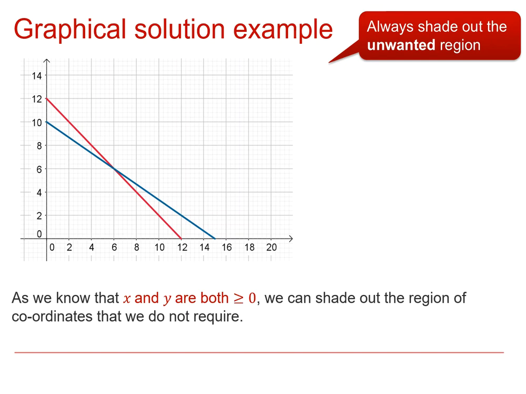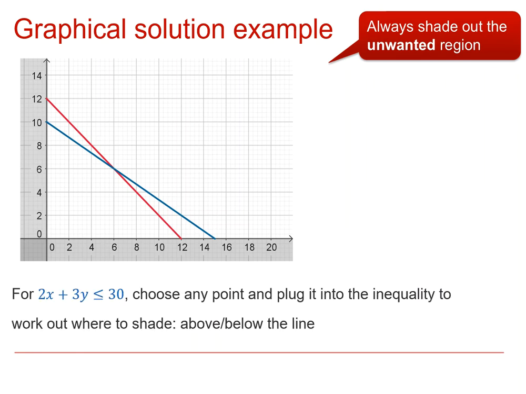Now, the first thing we can do always with linear programming when we're doing a graphical solution is deal with the requirement x and y are both greater than or equal to 0. Now we're shading out the region that is unwanted, so there we go, we've shaded both the left of the y-axis and below the x-axis.